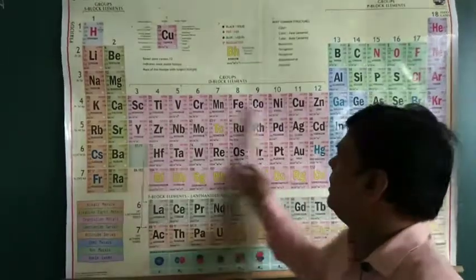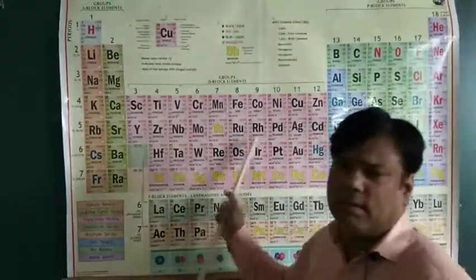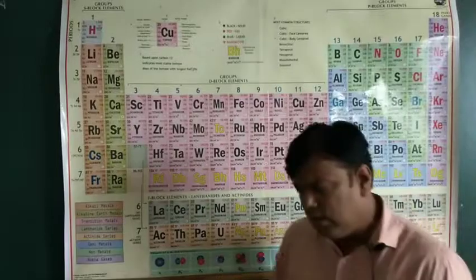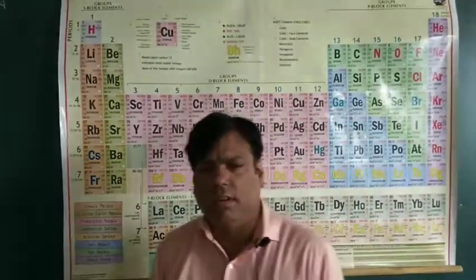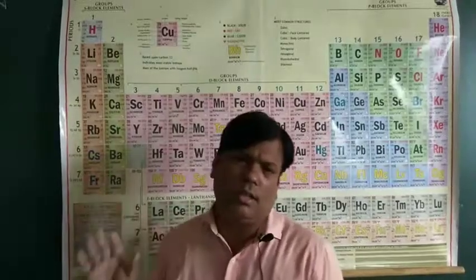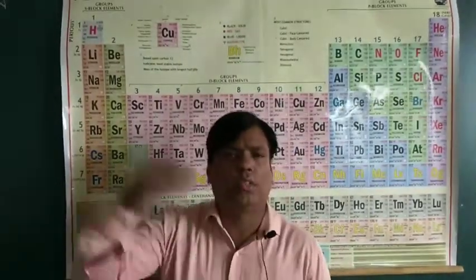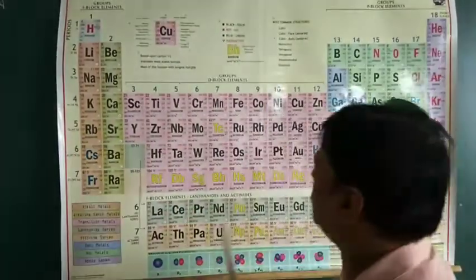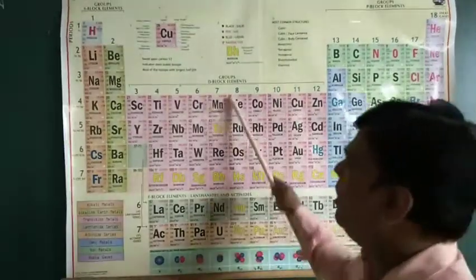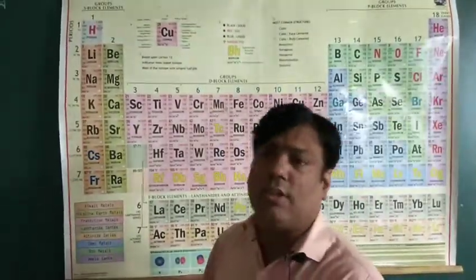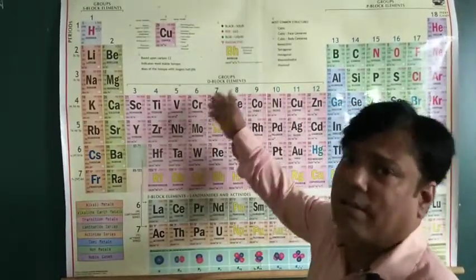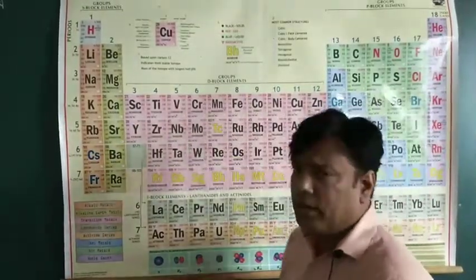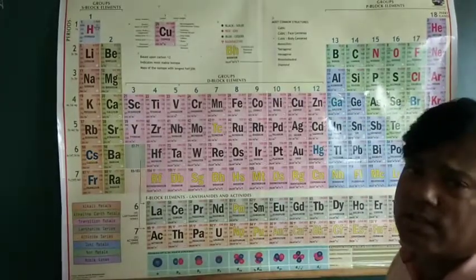Now, what about these transition metals? Transition metals have variable oxidation states. Their oxidation state lies between 2 to 7. Manganese has the maximum oxidation state, 7. Oxidation states are plus 2, plus 3, plus 4, plus 5, plus 6, plus 7, right? So, they have variable oxidation states.